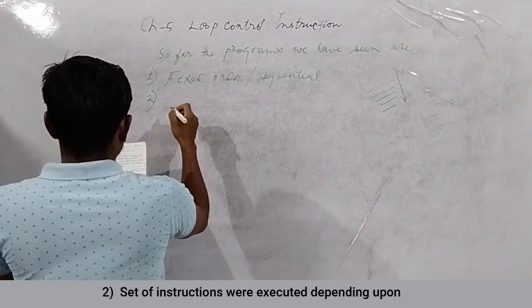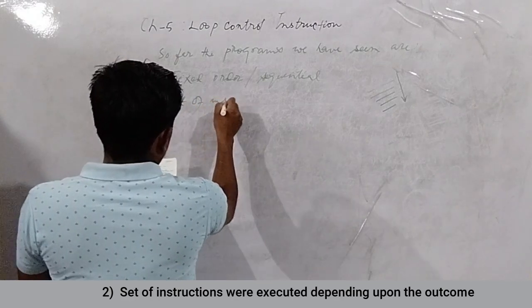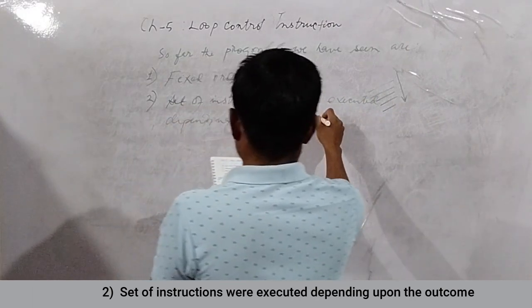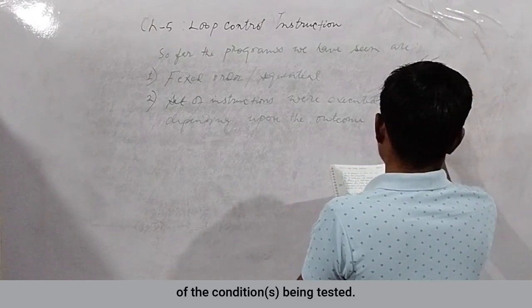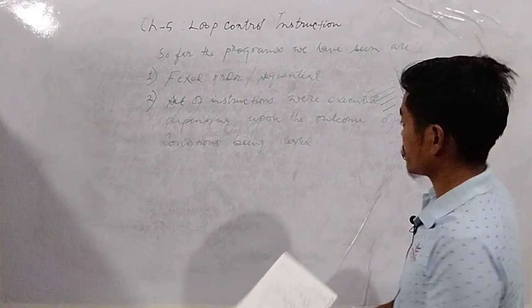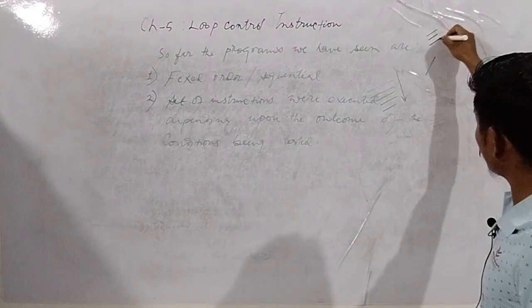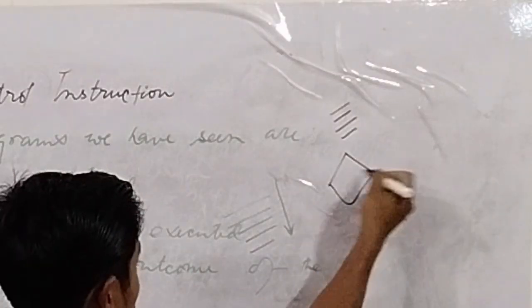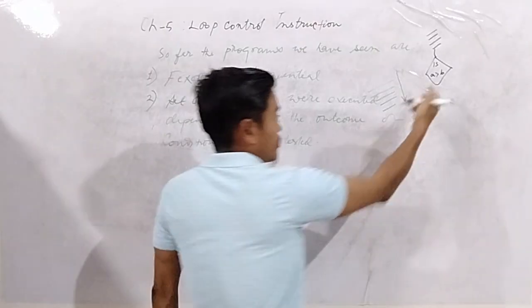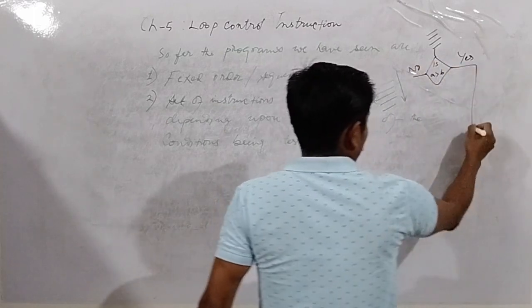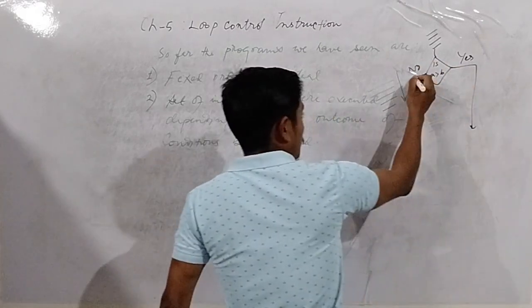Second case, a set of instructions were executed depending upon the outcome of the conditions being tested. That is the decision control instruction. After line by line execution, we do a comparison of 3 numbers, comparison of 2 numbers, checking whether a is greater than b. Now we check the condition, the outcome is either yes or no, and control goes either this way or the other way.